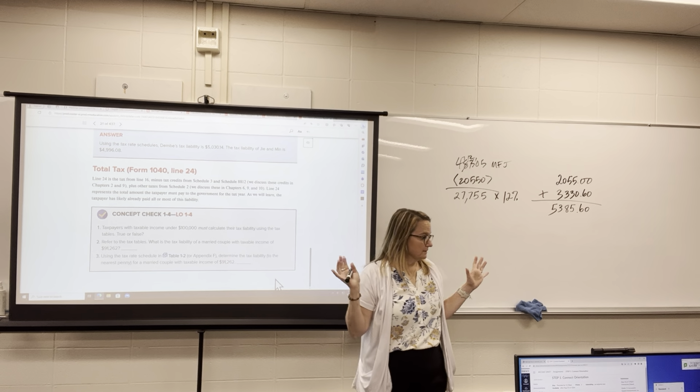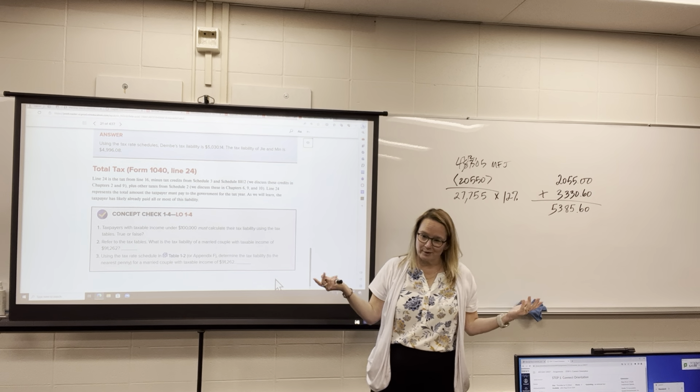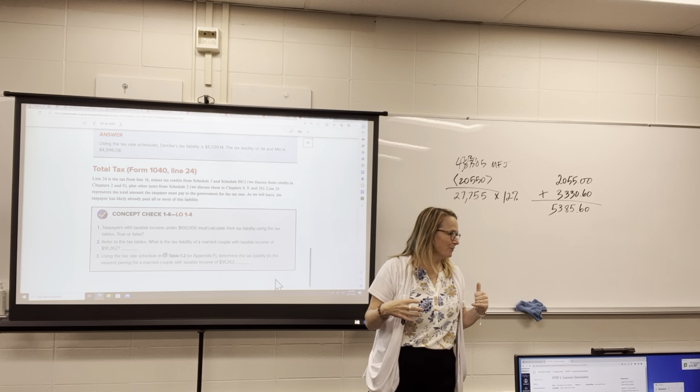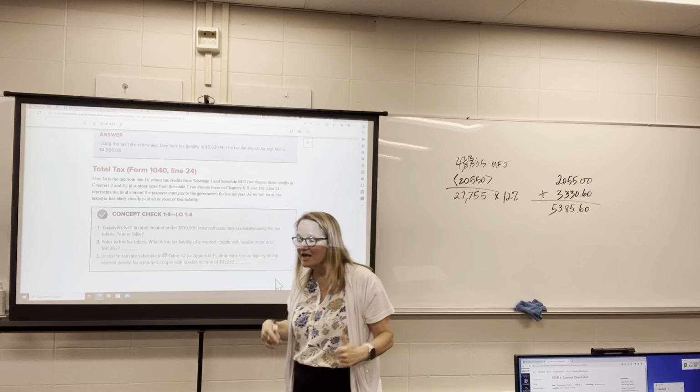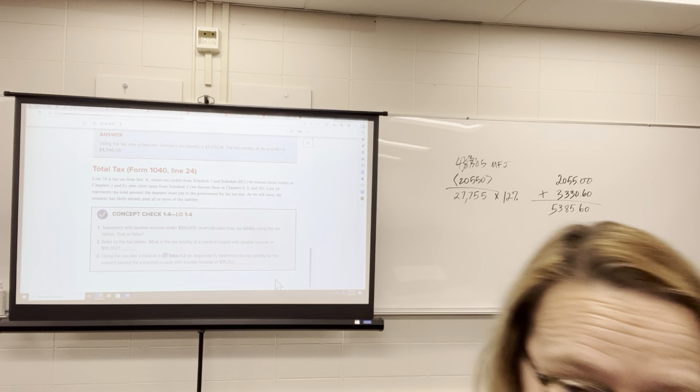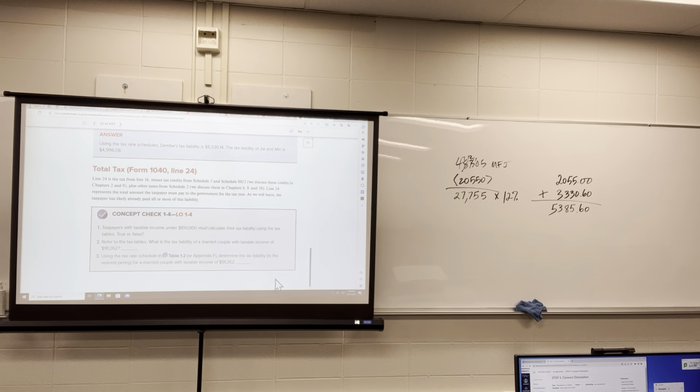Now, the great thing is the software does that for you. When you're using the Tax Act software, it will do the calculations for you. But in your homework, the software doesn't. When you're doing the tax return problems and the homework, obviously you have to do those calculations yourself.